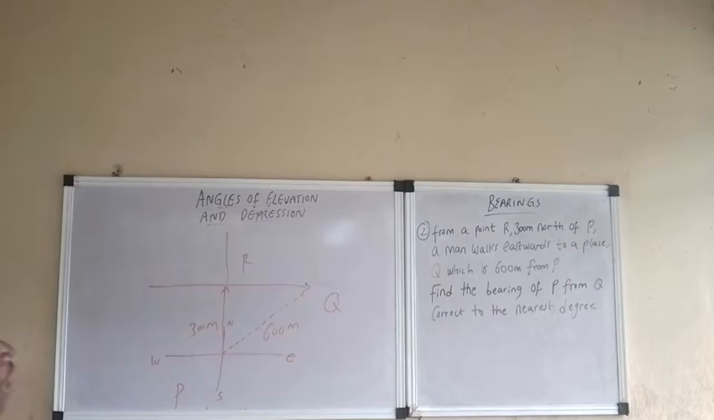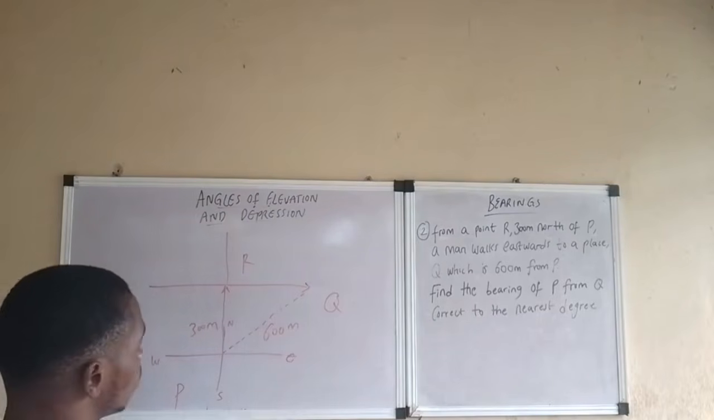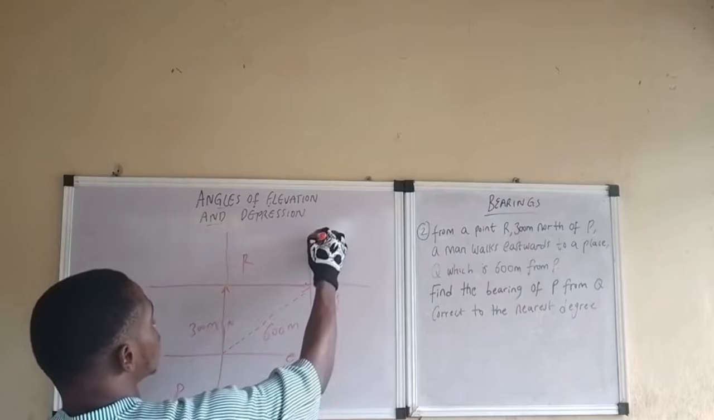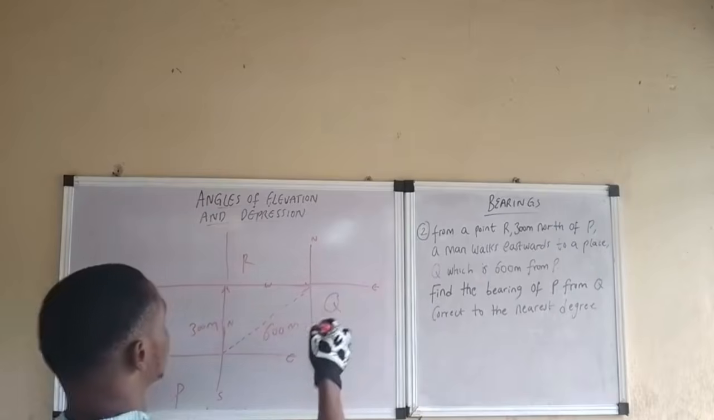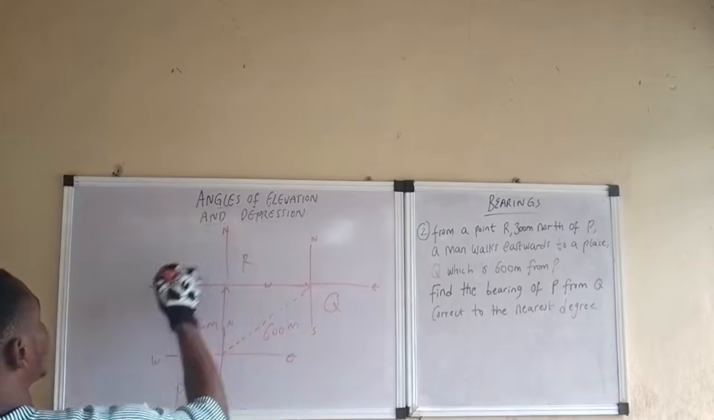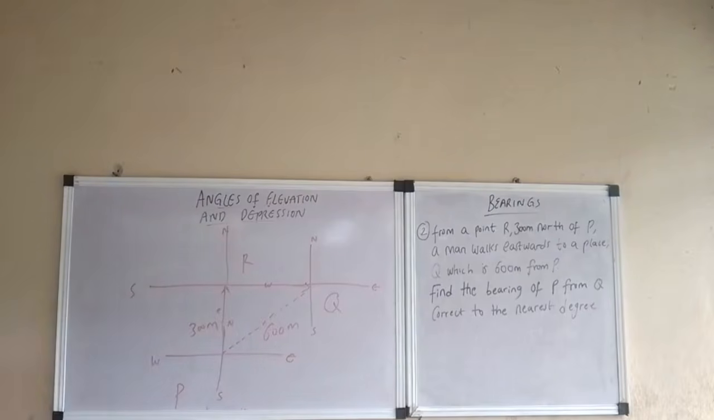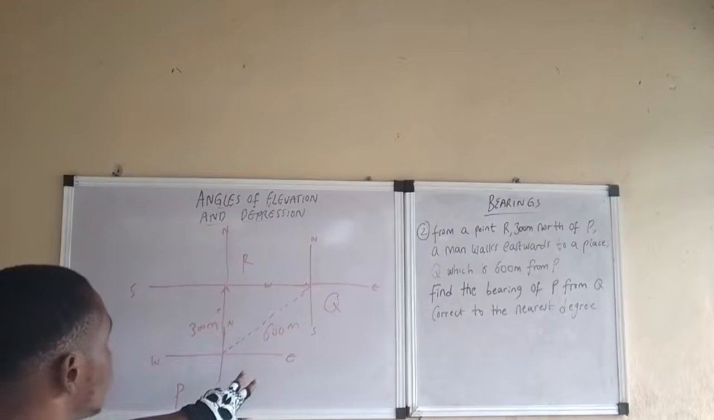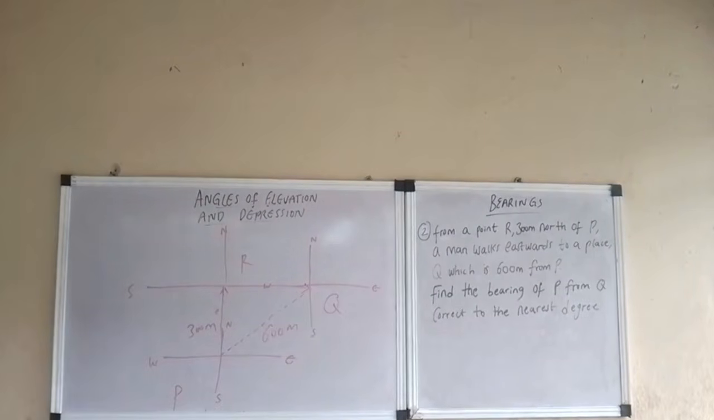All right? We have to find the bearing of P from Q. So this is point Q now. This is the north, the south, west, east of point Q. Point R also has its north, south, west, and east position. Do you understand? So, how do we find the bearing of P from Q? It is very easy.